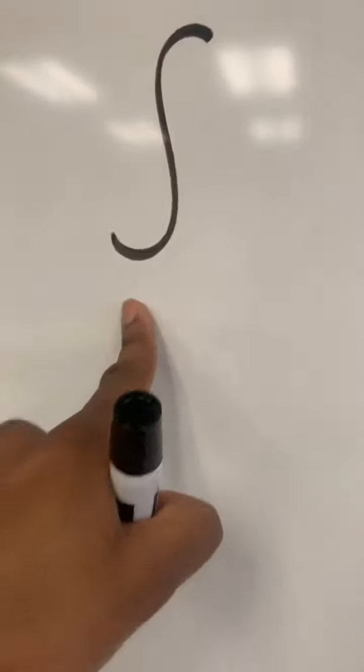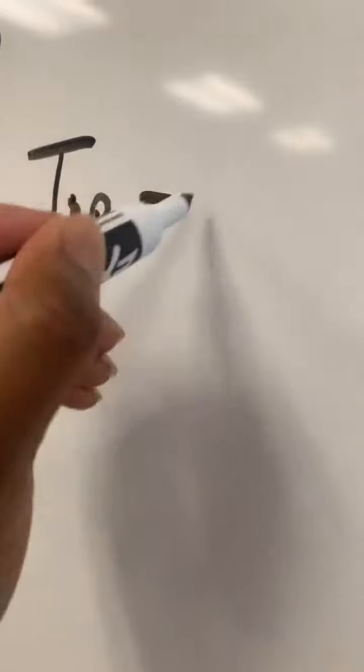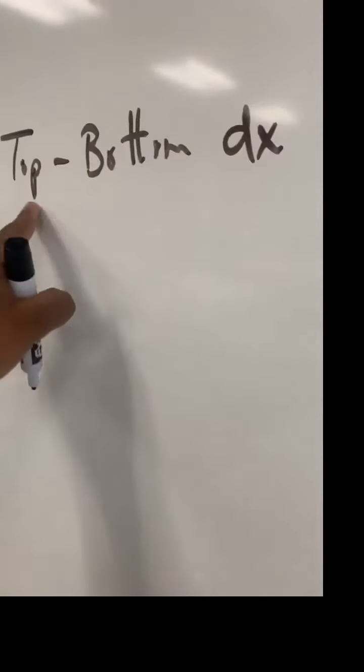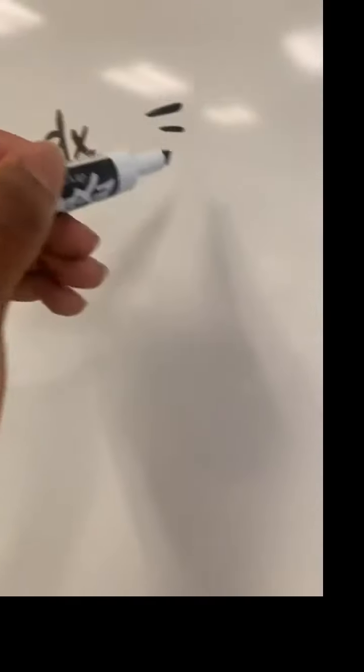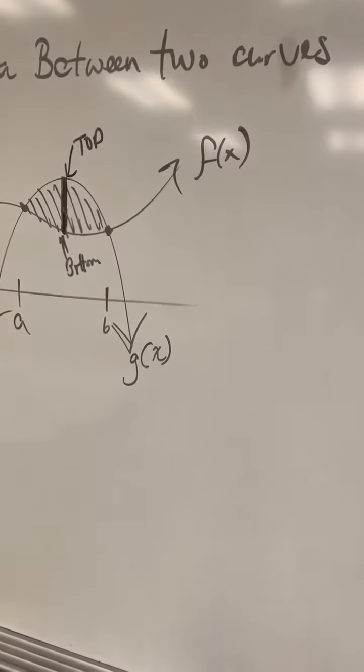Verbally, if I integrate, this will help me find the area starting at A and stopping at B, from A to B. What we have to do is top minus bottom with respect to whichever axis we're going across. In this case, that's the x-axis. So we do top minus bottom dx, and that gives me the area. Top minus bottom with respect to x for this example.